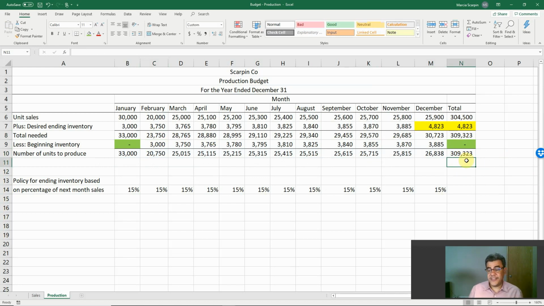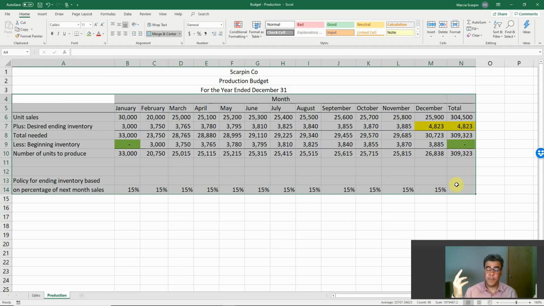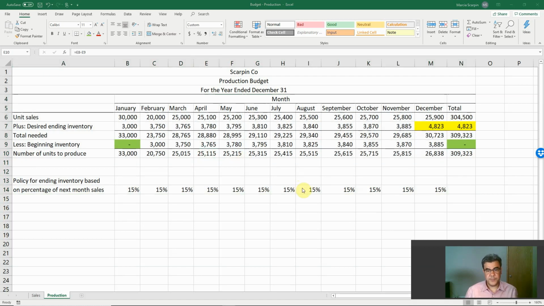Okay, guys, so that's it. Production budget, just a brief review. Production budget is based on the sales budget and internal policy. Here, we are not working with money because we don't pay the total amount of production. We pay the costs. And if we are talking about a manufacturing company, we pay for direct materials, direct labor, and manufacturing overhead. Here, we are working only with units.